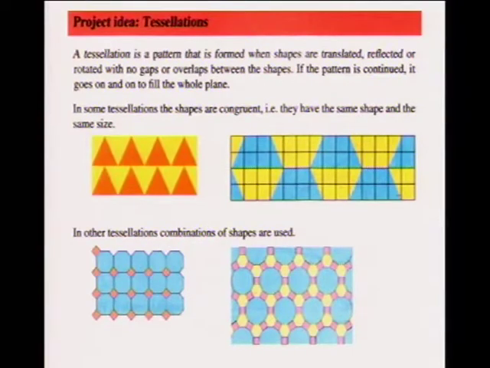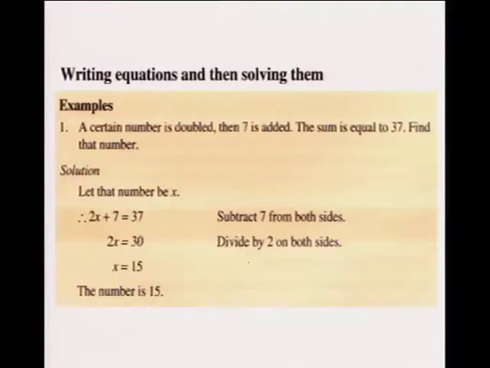Then tessellations, always nice for the learners to do these tessellations and color in the pictures and drawing circles. They like doing this, for example, at the end of a term. And you can see some of the shapes that are congruent. They have the same shape and the same size. And if you combine them, how it looks like.